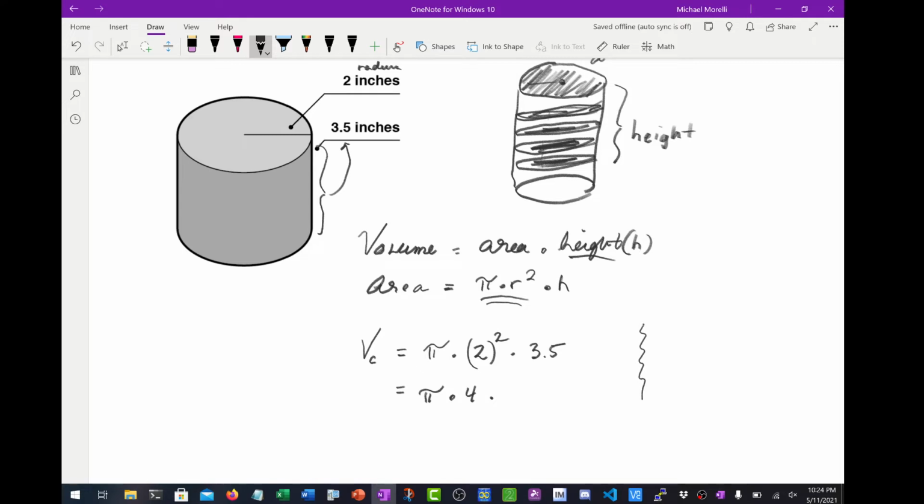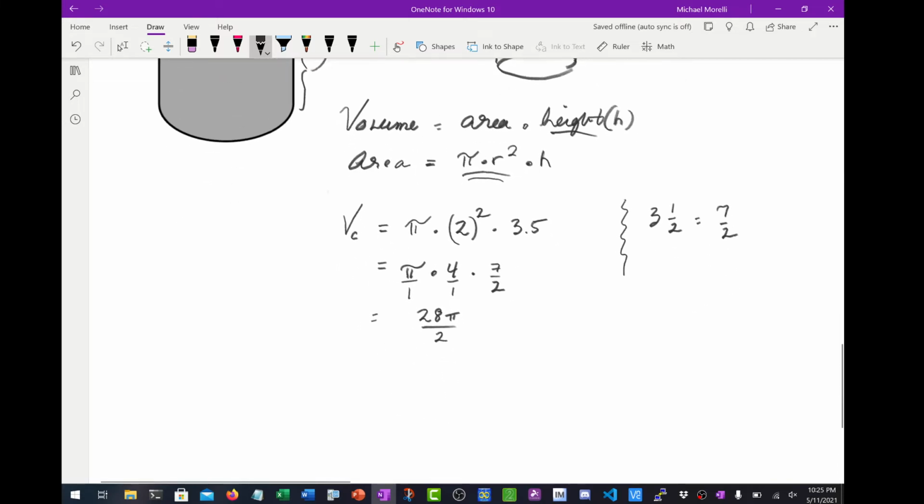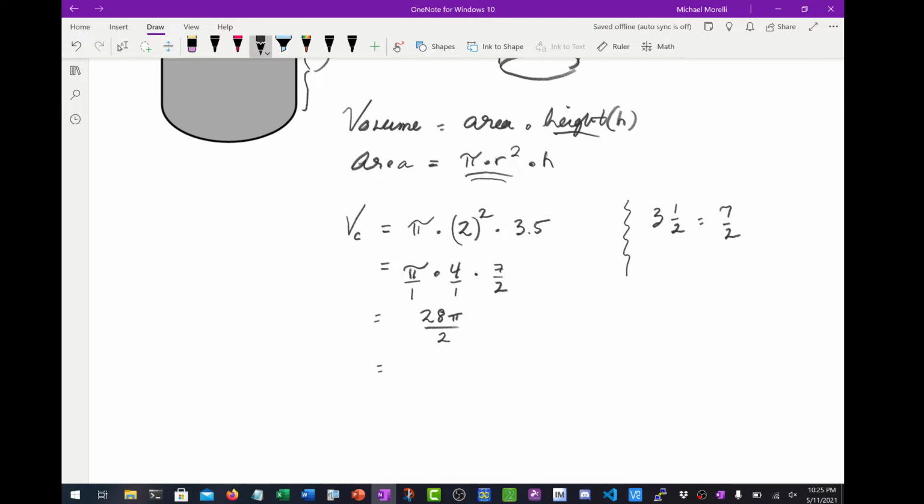When we're doing TSI, we don't have the benefit of a calculator, so I like to convert 3.5 to a fraction, which is 7 over 2. And so I'm going to multiply by 7 over 2, 4 over 1, pi over 1. This gives me 28 pi over 2. And 28 divided by 2 is 14. So this is just 14 times pi.